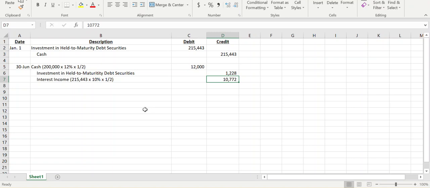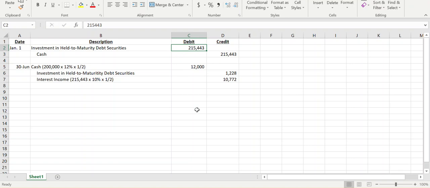We actually paid more on January 1st than the face value of those investments. The face value was $200,000. We paid $215,443. So we basically paid a $15,000 premium for these investments.